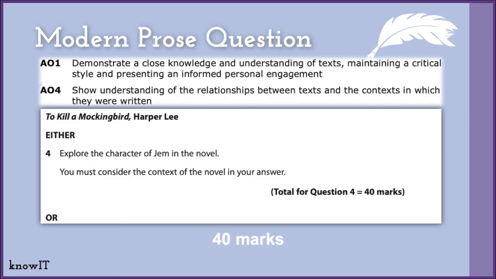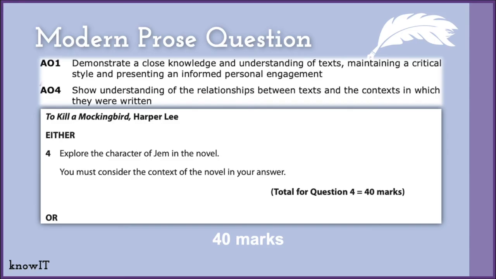Anyway, AO1: demonstrate a close knowledge and understanding of text, maintaining a critical style and presenting an informed personal engagement. So what this means is that you have to closely analyze each quote and part of text, each description and things like that, and make a critical judgment on what the writer is trying to convey, and how you feel engaged by the text and how readers would feel when reading it, and so on.